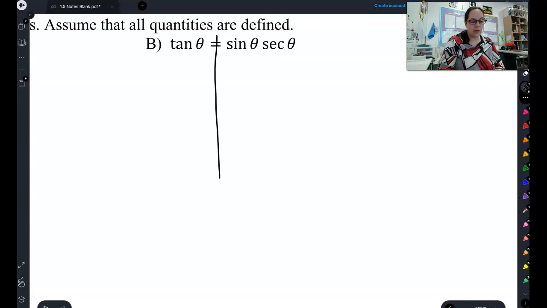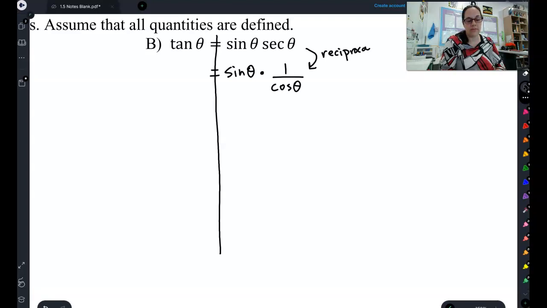First off, put your line down the middle so you know that you cannot cross it. Second, pick the more complicated side to start on. I'm going to pick the right-hand side here because this one seems like the more complicated side to me. This is the side I can change stuff on. So, sine of theta, I'm going to leave alone. Secant of theta, however, I can change to 1 over cosine of theta using my reciprocal identities. So notice I'm only working on one side. I made a change here using my identity, so I noted which identity I'm using.